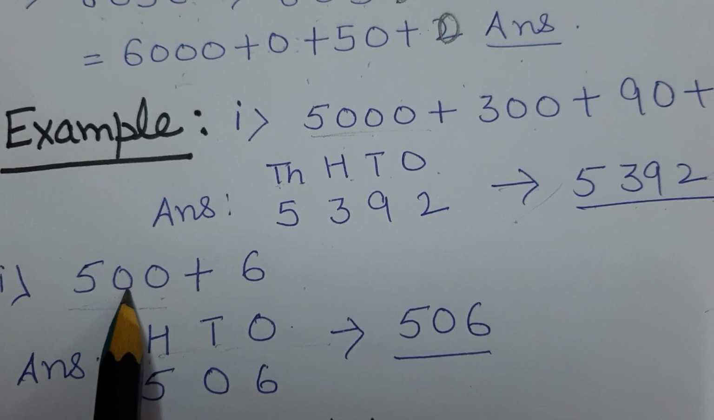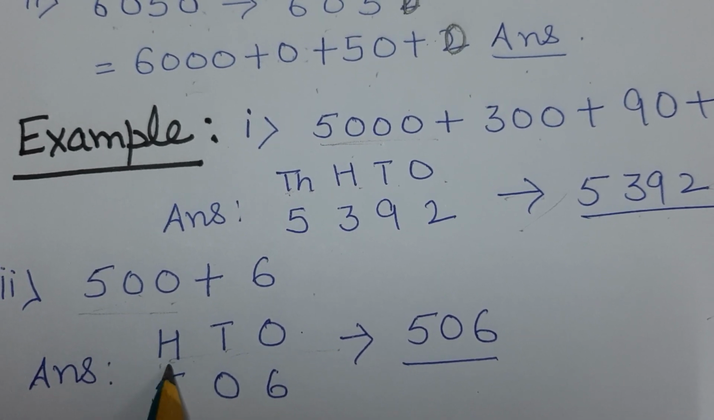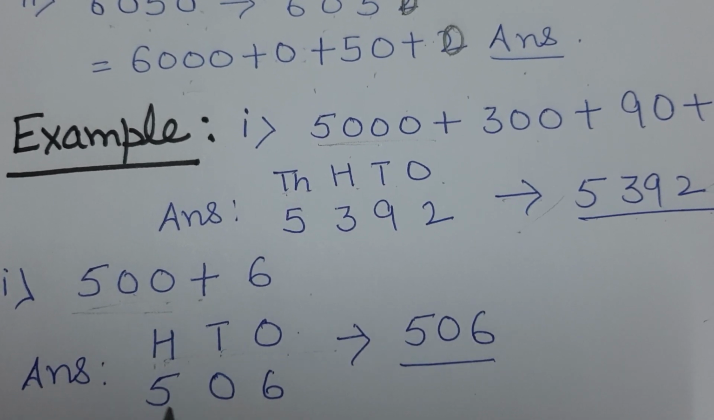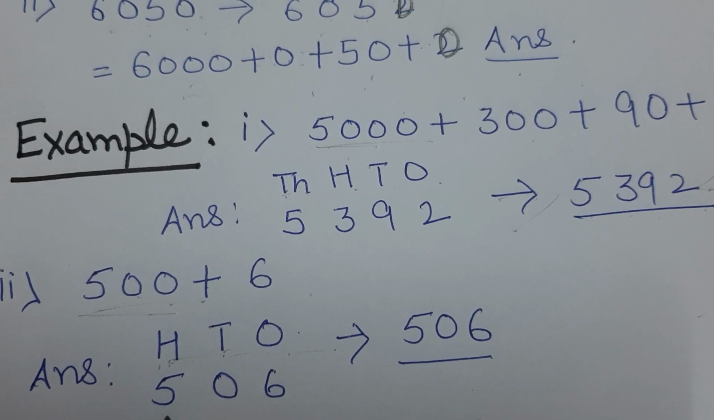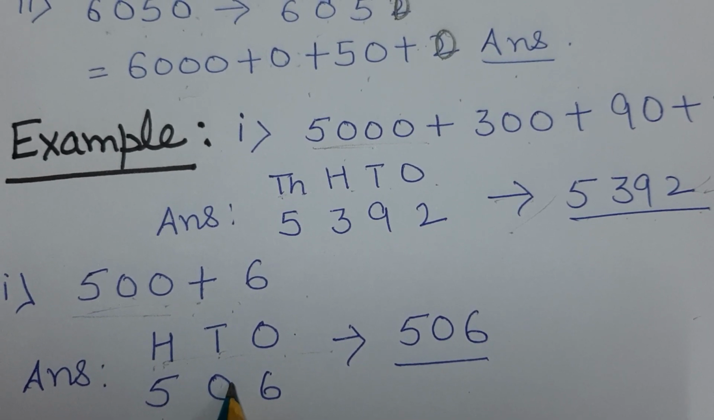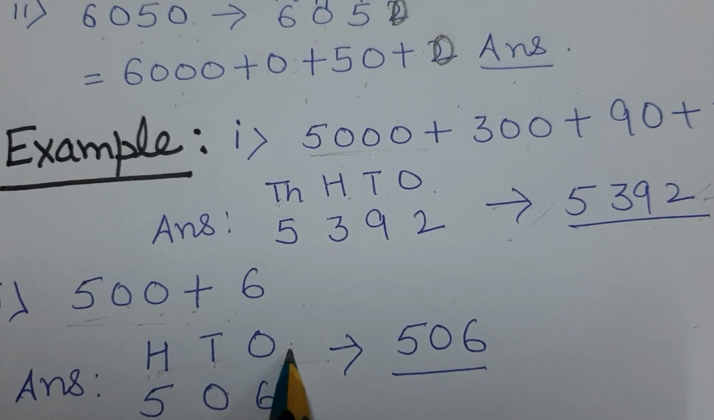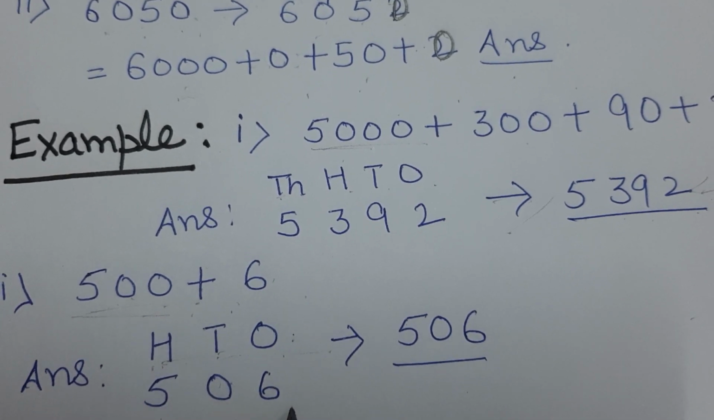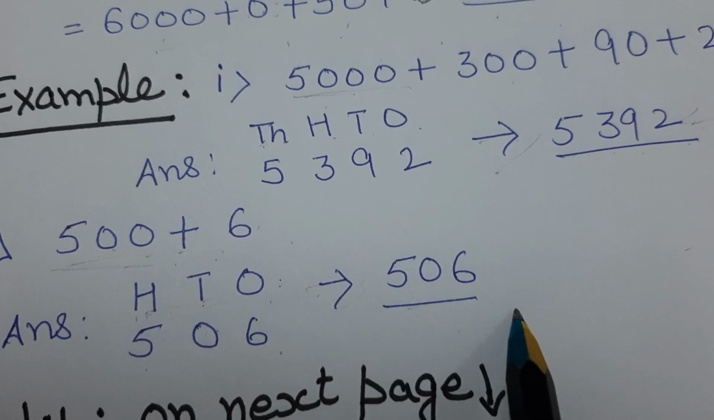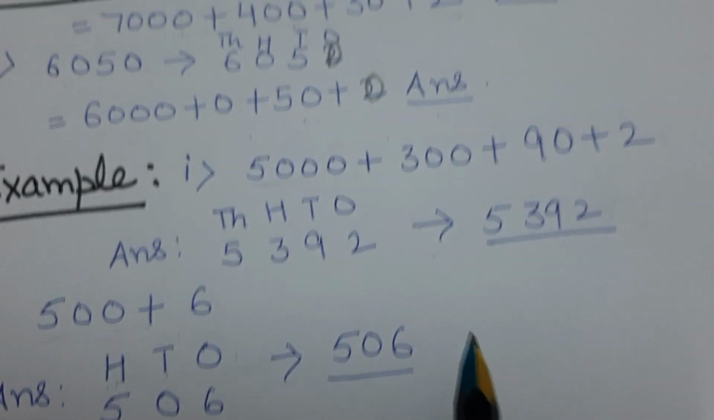So first place is 100. So start from 100, 100, tens, ones. So this is 500. So 5 under 100. Now no tens. No tens means 0 tens. Then ones. How many ones? 6 ones. So which number we are getting? 506. I hope it is clear to all.